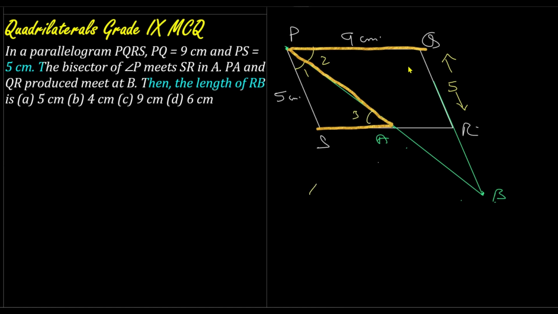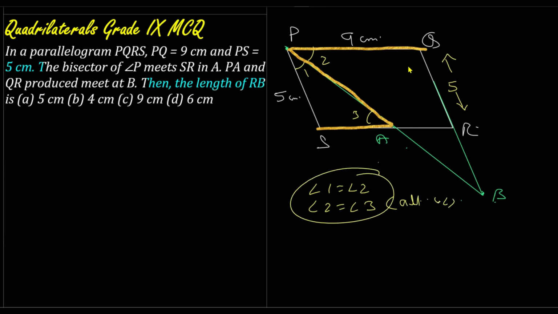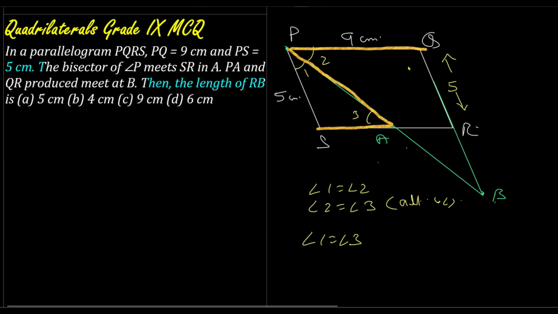So let's understand once again. Angle 1 is equal to angle 2 is what is given, and we proved angle 2 is equal to angle 3. That's by alternate interior angles, right? So from these two, I can say 1 is equal to 2 and 2 is equal to 3. So 1 is equal to 3. Now check if these two angles are equal.